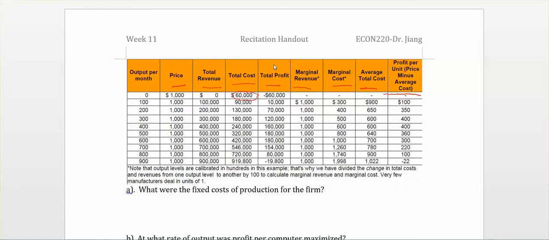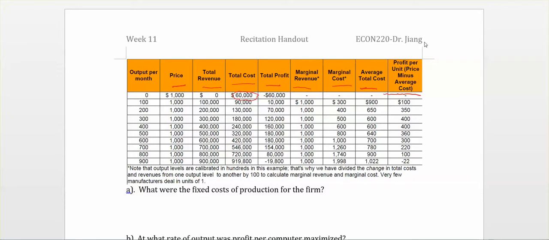So let's look at our first question. You can see this table, and we have total output per month, price, total revenue, total cost, total profit, marginal revenue, marginal cost, average total cost, and profit per unit. You should realize that in this table we still want to add two more columns in order to have a better understanding of these computer producing firms.